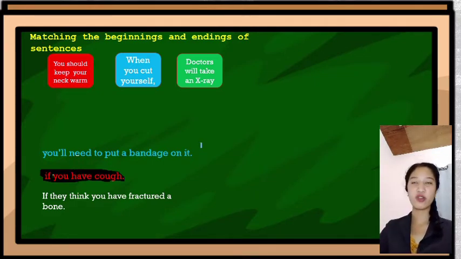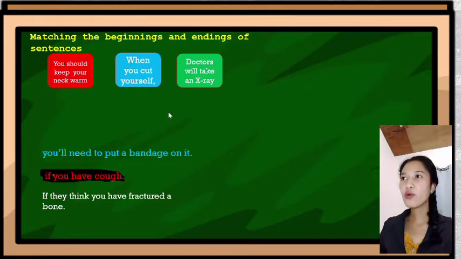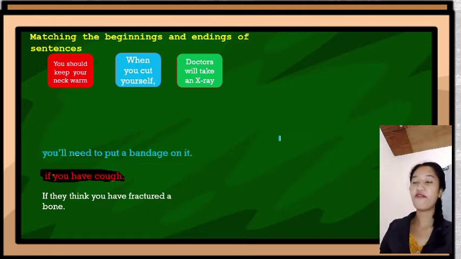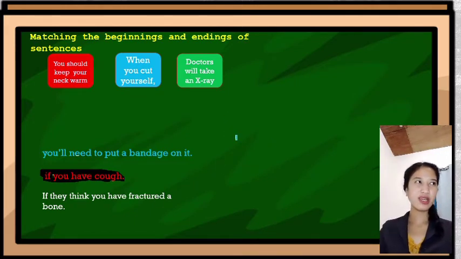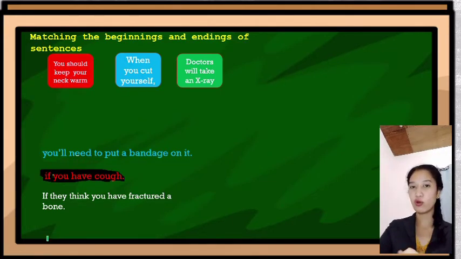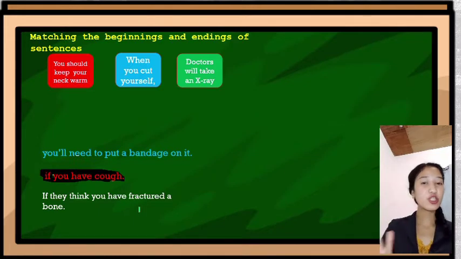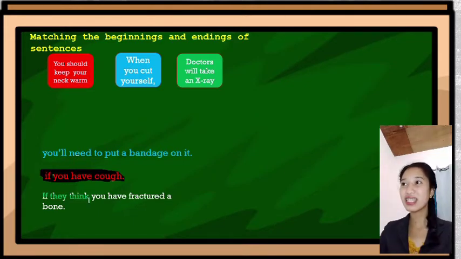Doctors will take an x-ray because an x-ray is about our bones. So the keyword here is bone, if they think you have a fractured bone. And fractured also, because we don't encounter a fractured eyebrow or fractured skin. It is just bone. For me, the only one we can call fractured is our bone. It is just for me. So it is a keyword for me to find out which is the beginning and the ending. So let's highlight this one.